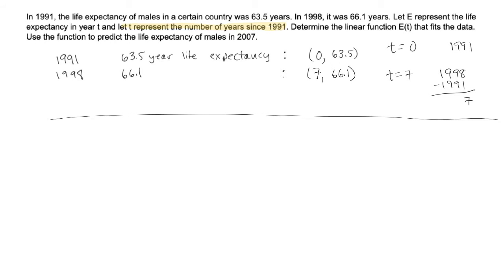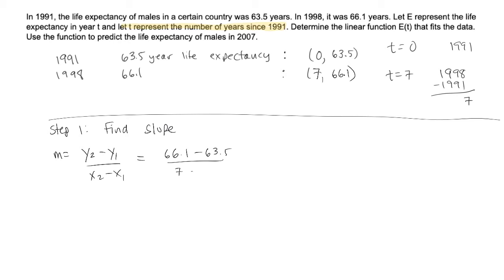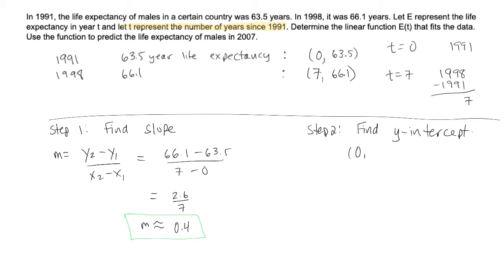Now to find the equation, we need to find the slope. We'll find the difference in y, 66.1 minus 63.5, and then the difference in the x's. So we get 2.6 divided by 7, which is approximately 0.4. That's our slope. The next step is to find the y-intercept, which in this case is given because we have the point (0, 63.5), and that 63.5 is the actual y-intercept. So in the equation y equals mx plus b, that 63.5 is the b value.